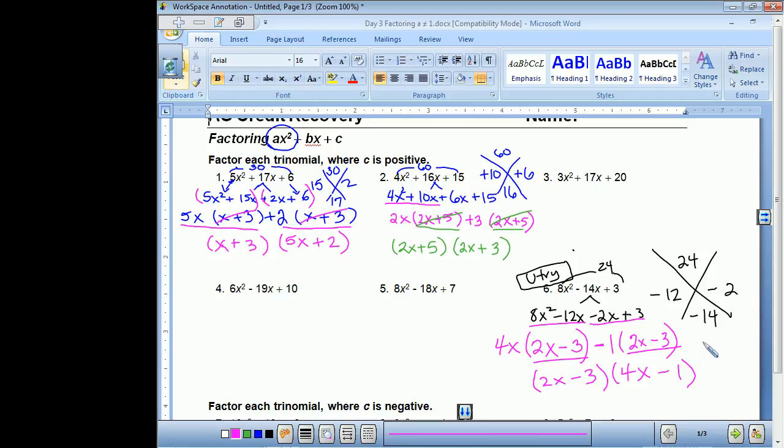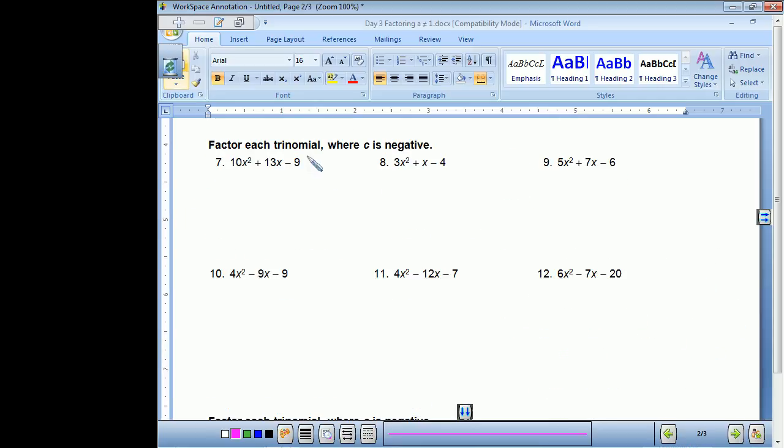Okay, now we're going to go to the next section. Now this time this last number is negative. It's not going to make much of a difference. I'm going to actually start with this one, number 9. Same process though, because anytime this isn't 1, this is what I do.